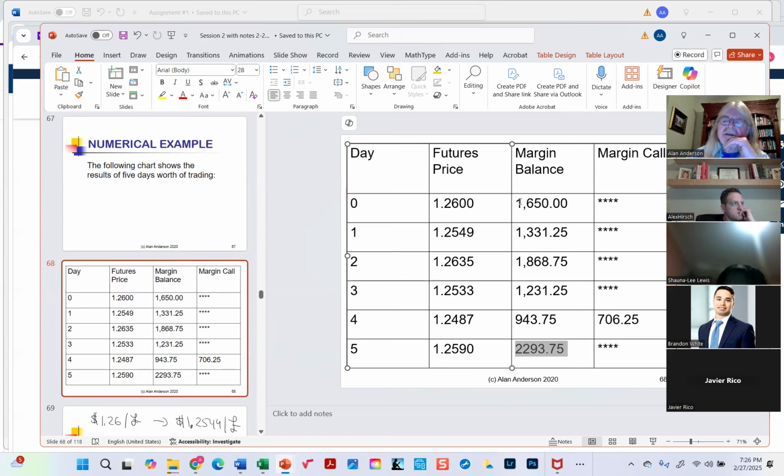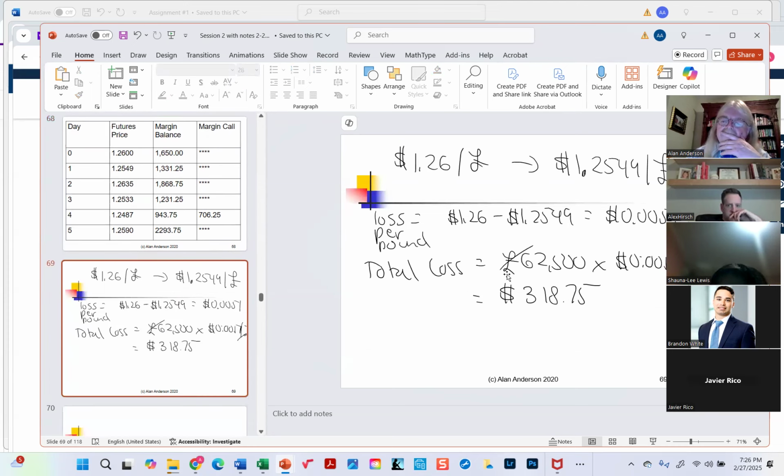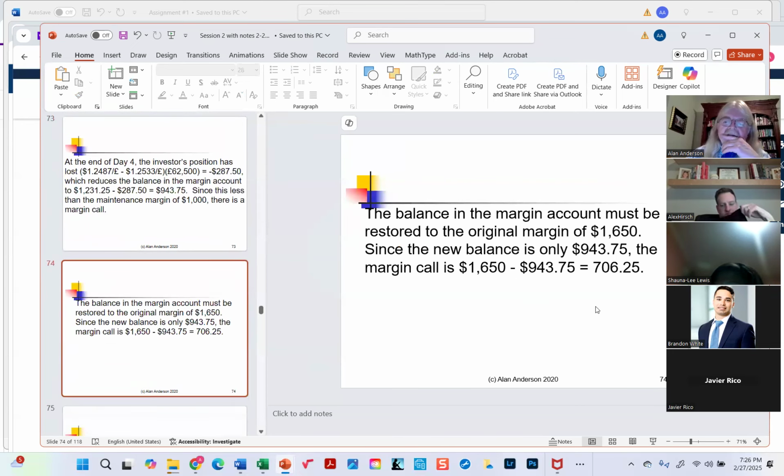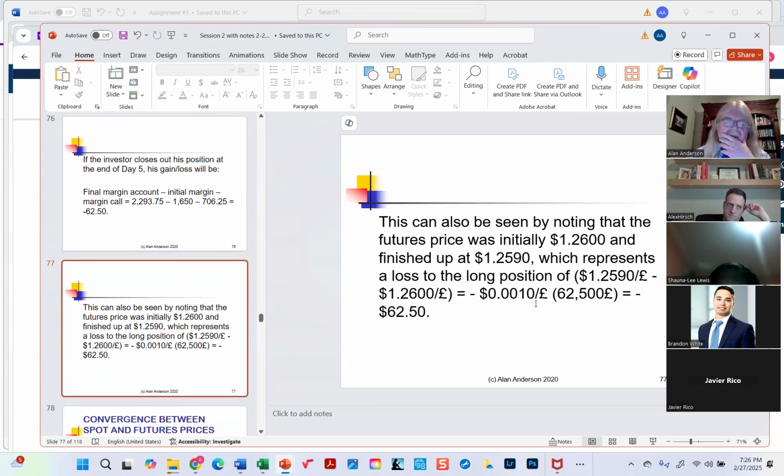Then the price goes back up and suddenly we're at 2293.75. So between the amounts we deposited, that's about 2306.25. So our balance is slightly down from where we started. Okay, but we can, if we want, withdraw anything above 1650. So it just goes on and on and on until the final trading day. And then you either take delivery of the asset or else you simply unwind your position. So at this point, we've lost a total of 318.75. All right, so that would be a typical example of marking to market.